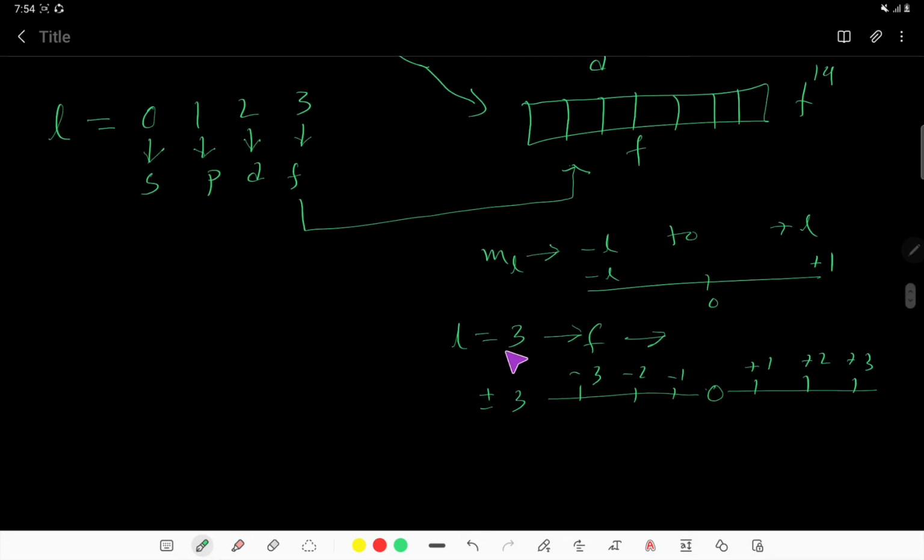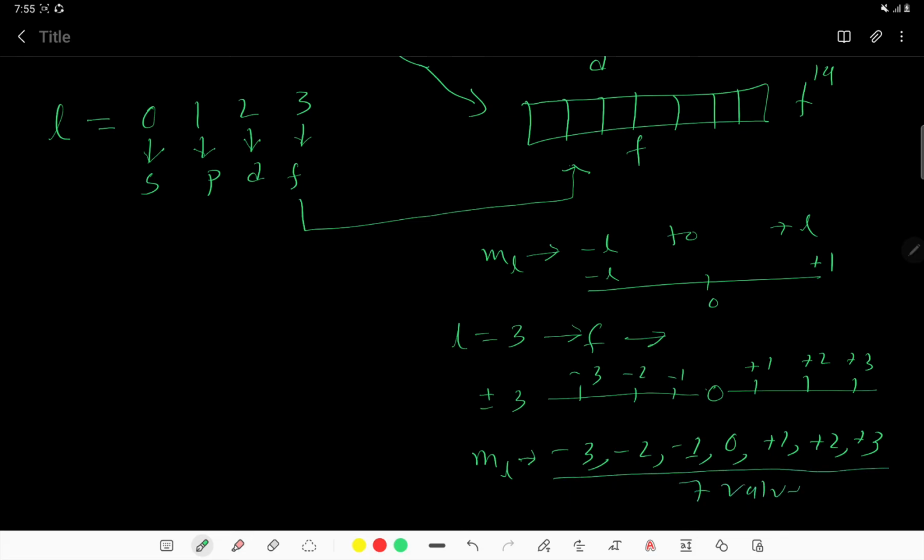So for L equal to 3, we will have values for ml from +L to -L, that is +3 to -3. So we are getting here -3, -2, -1, then 0, then +1, +2, +3. That is 1, 2, 3, 4, 5, 6, 7. That is, for L equal to 3, we are getting 7 values of the magnetic quantum number. And the 7 values are this, right?